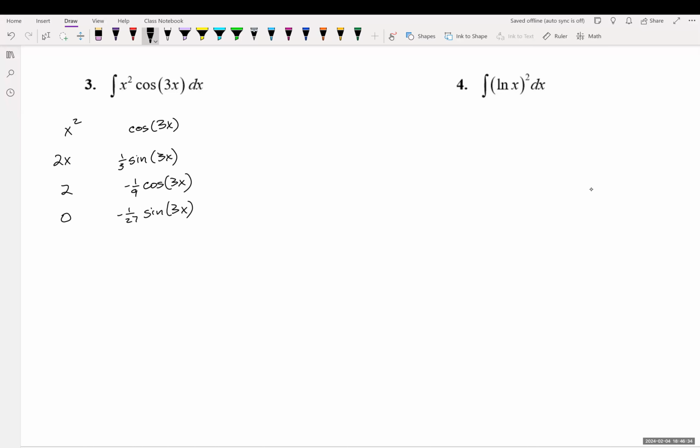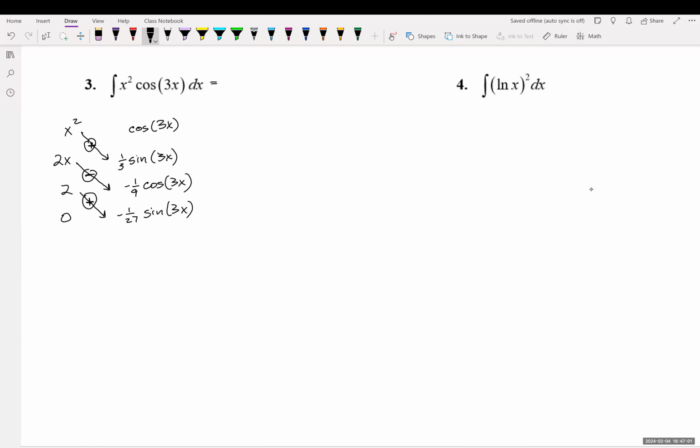And with this tabular method, we're going to end up multiplying here, multiplying here, multiplying here. And then because of the minus sign inside our formula, uv minus the integral of v du, that minus sign ends up flipping the signs. So the first one will be positive, the second one will be negative, and the third one will be positive. And so this allows us to write our antiderivative immediately.